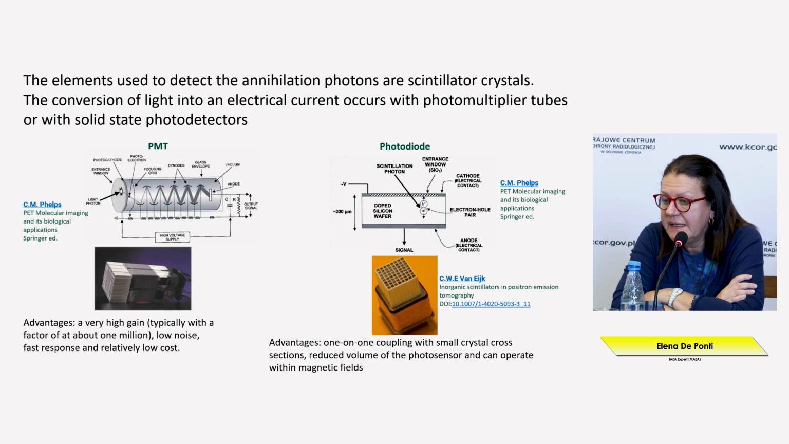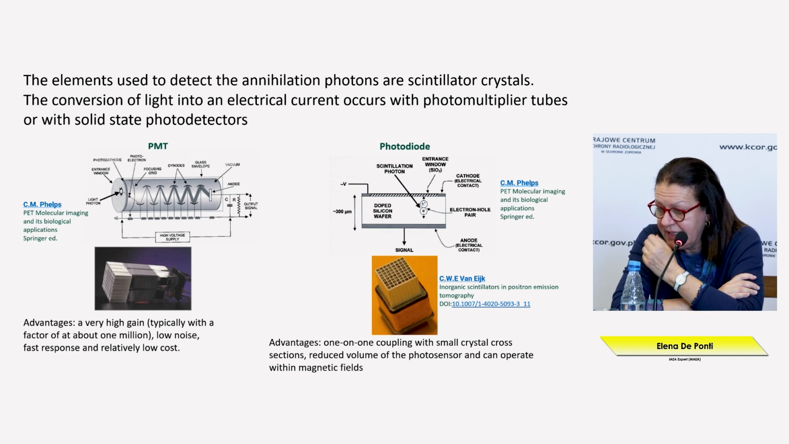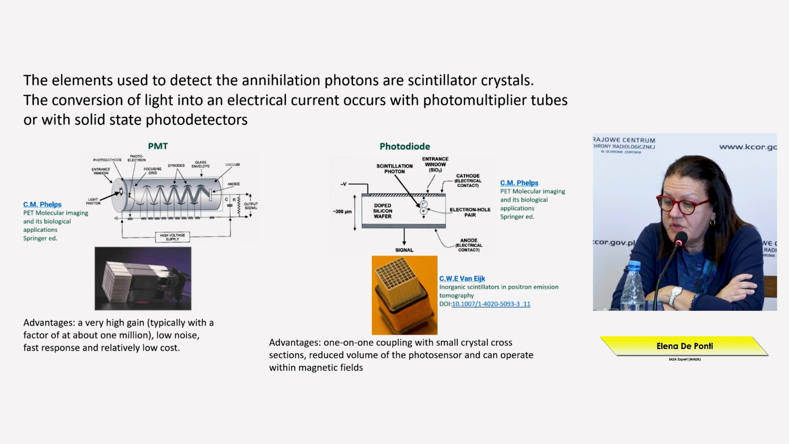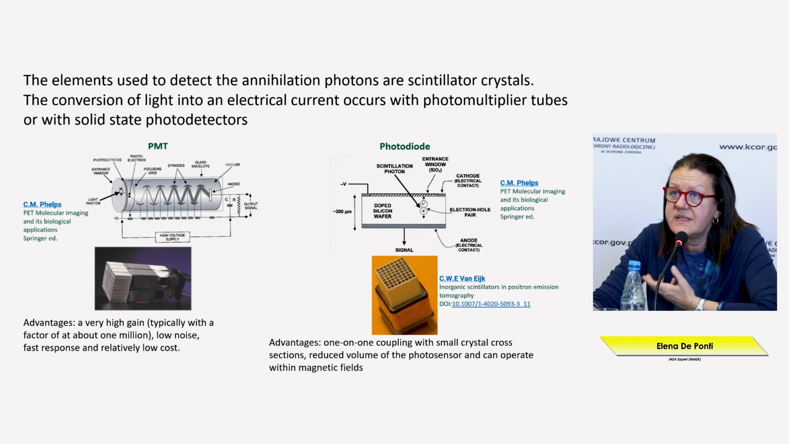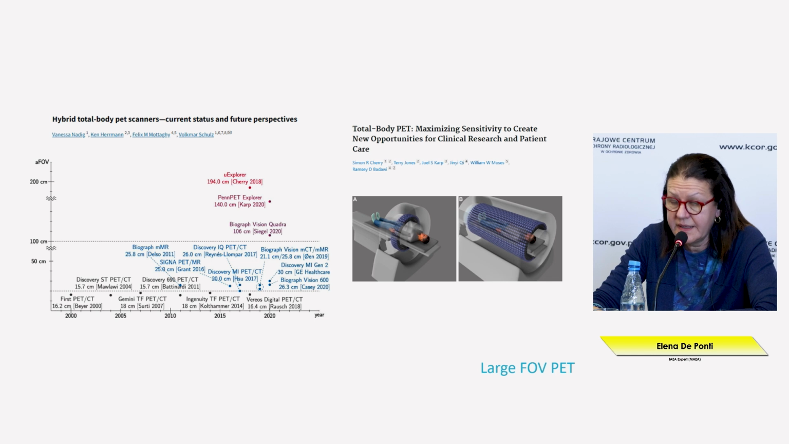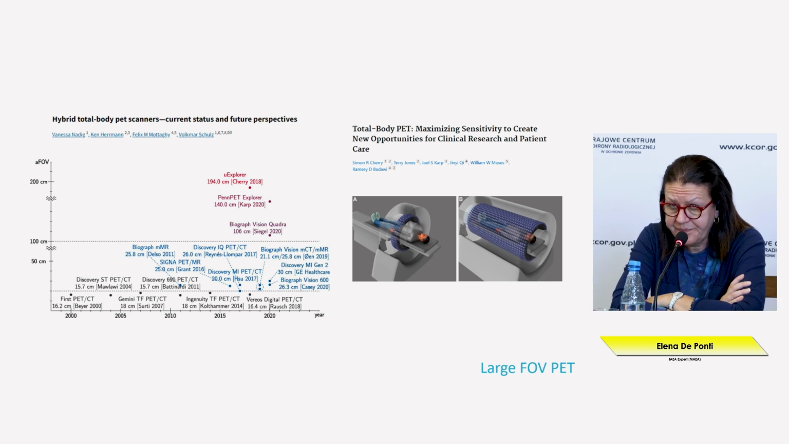On the other hand, the digital detector allows the possibility to have a one-on-one coupling with the small crystal, and they have a very reduced volume, and also they can operate within magnetic fields. So this is the choice for the PET MRI scanner.